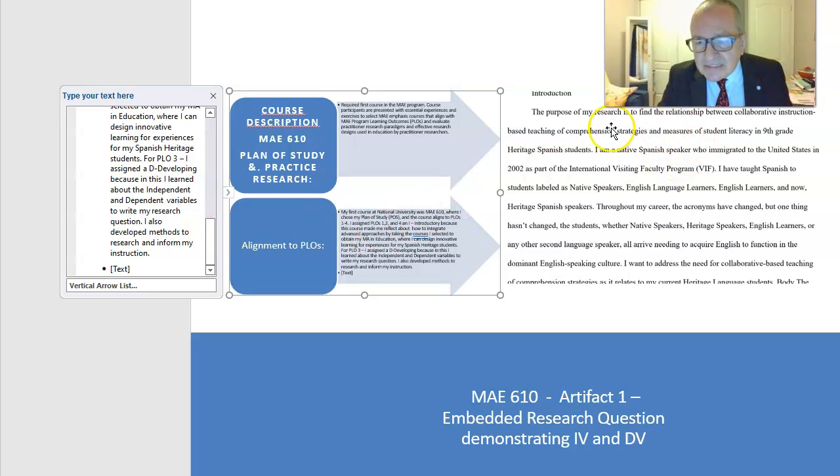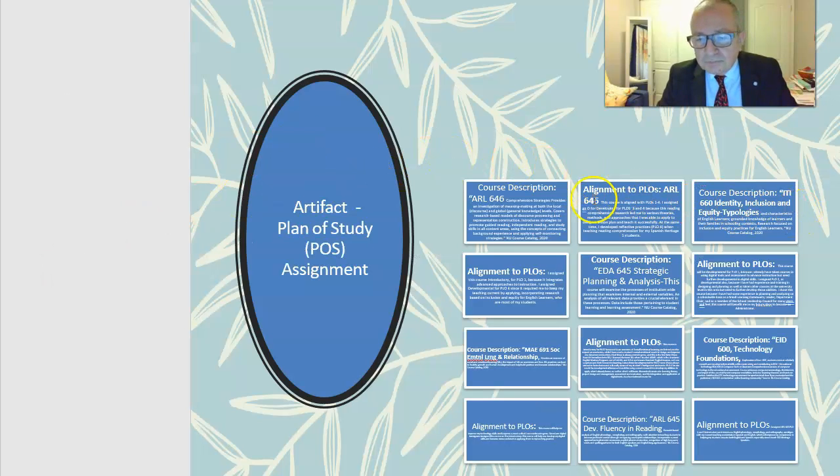So here you can see the screenshot of my proposal. That one was my first class, my 610. Here you can have a better view with all the classes. I went to the library, I checked the catalog, and we have the description for each class, how this class is aligned according to the PLO 1, 2, 3, and 4.